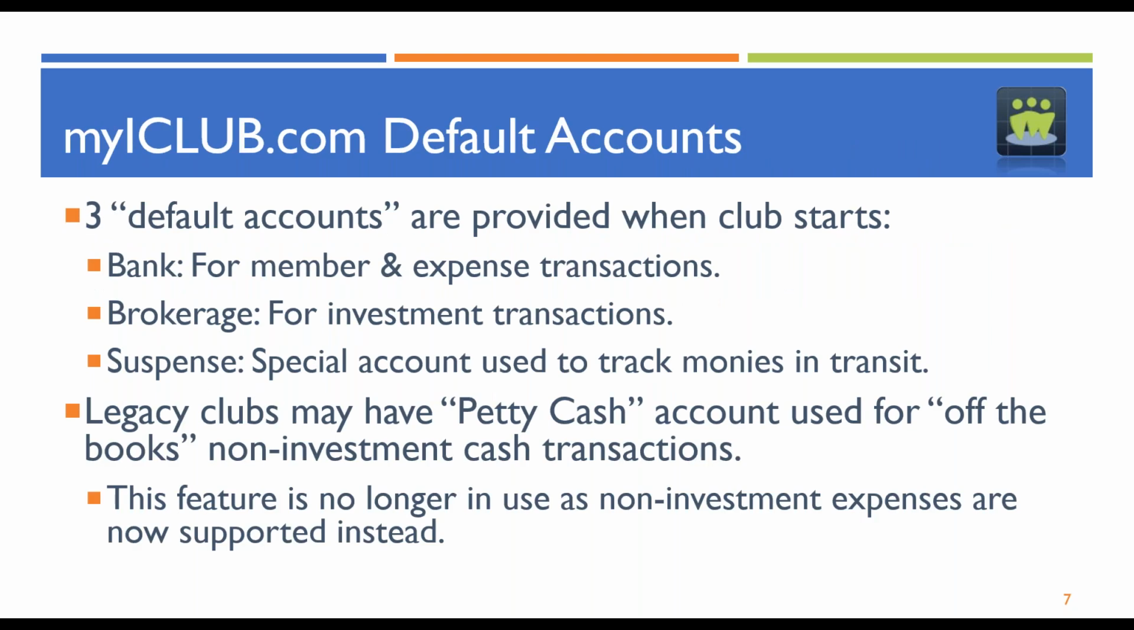But if you're a myICLUB club, you start out with 3 default accounts. When you first set up on the website, you get a bank, a brokerage, and a suspense. The bank is usually your traditional corner bank, your credit union or what have you. Your brokerage is your TD Ameritrade, your Charles Schwab, E-Trade, the list goes on.